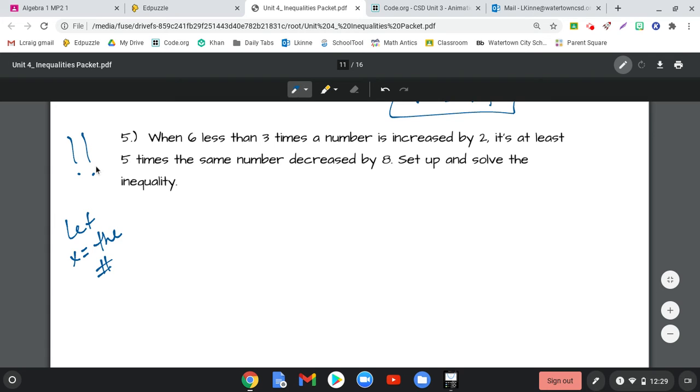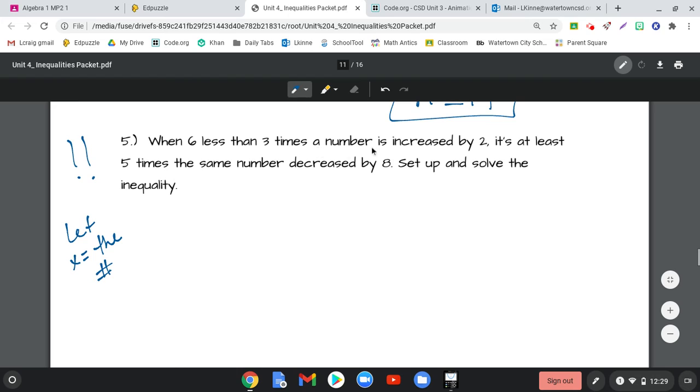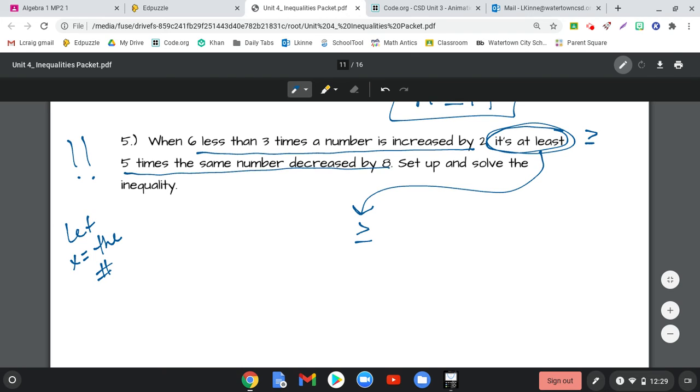Now let's figure out where our inequality goes and what it is. When 6 less than 3 times a number is increased by 2, it's at least, there it is right there. So again, if I need at least 10, I need 10 or more. So it's greater than or equal to. That's where we're going to begin. Now whatever comes before it goes on the left. Whatever comes after it goes on the right.